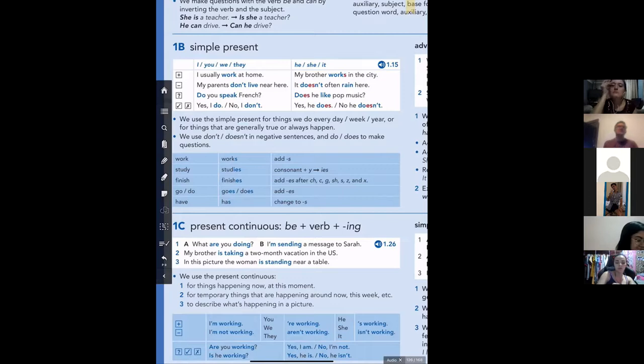How does it work? It's very, very simple. I'm just going to use subject plus verb plus complement. So for example, I drive to work. That's it. There is a rule that we need to take into consideration, which is that for third person singular, which is she, he, and it, we are going to add s or es to the verb.